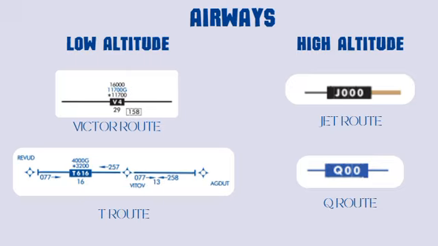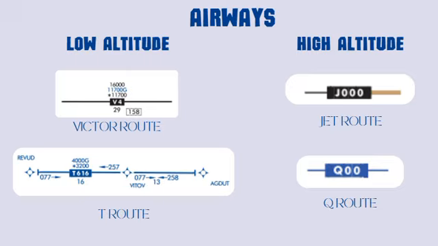Then we have jet routes, that are high altitude airways designated for IFR operations at or above 18,000 feet mean sea level. They are identified by a J followed by a route number. On the chart they are depicted in black, and these routes are primarily based on VOR or VORTAC stations. They facilitate efficient routing for aircraft operating at higher altitudes, optimizing fuel consumption and airspace management.